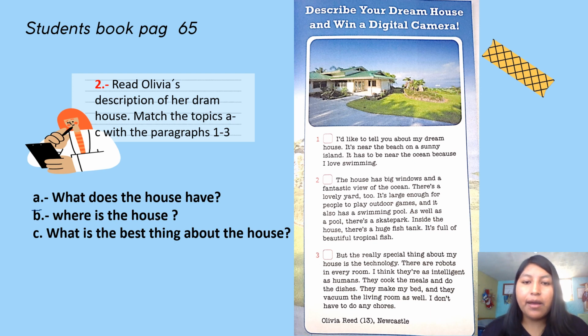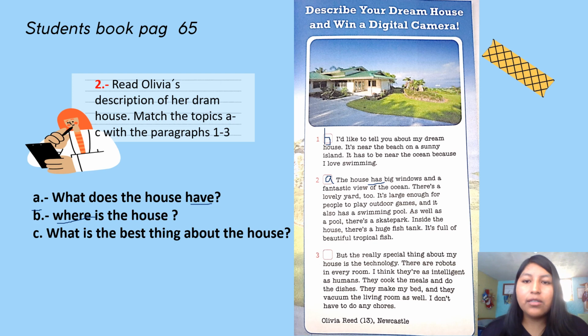In paragraph number 2, right? So this is A here. The house has. Can you see? What does the house have? Okay. And here we have, the house has big windows. Where? A place. In which paragraph does she describe a place? In paragraph number 1, right?